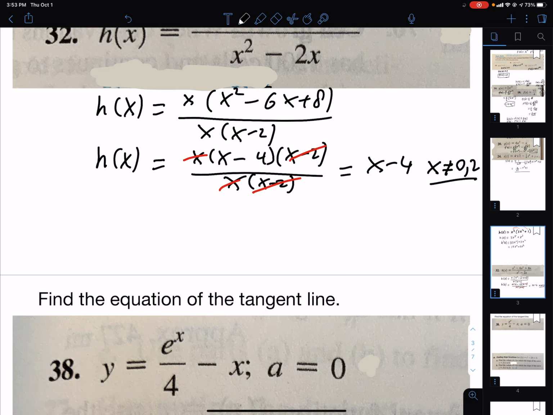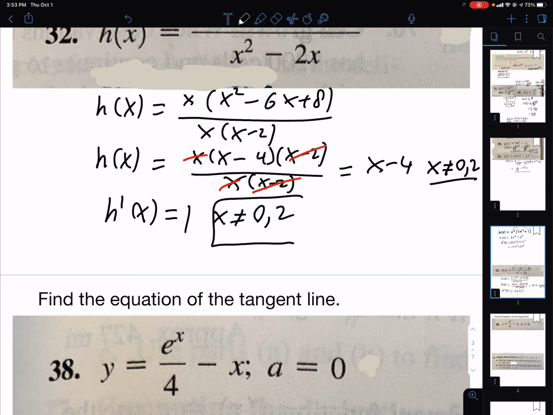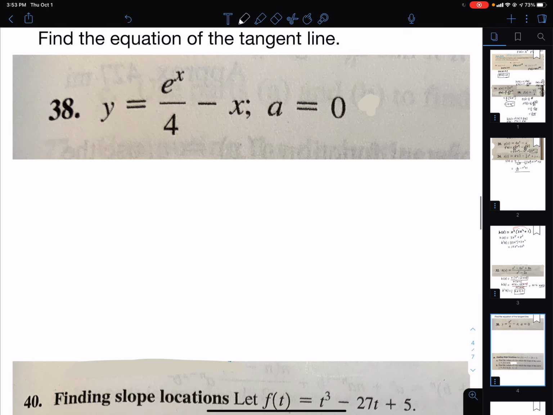There are holes there. So when you take the derivative, what's the derivative of that, which is 1, and the derivative of that is 0. So my derivative is 1, except the derivative does not exist at 0 and 2. Why? Because there were discontinuities there, and we know if a function is not continuous, the derivative does not exist. Bam. Let's keep going. A few more examples.